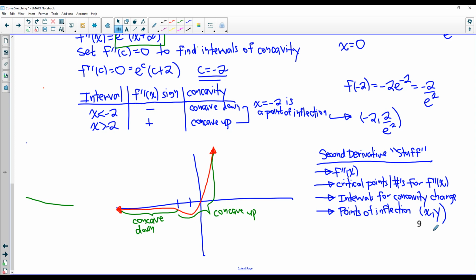Okay, and then in the next lesson, we're going to take all the first derivative, second derivative stuff, and some other things that we have learned previously in math, and we'll try to figure out how we can sketch a bunch of these graphs by hand without the use of the calculator. And I'll talk to you then.